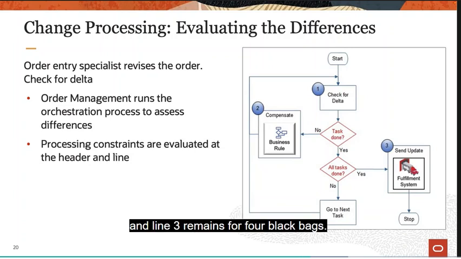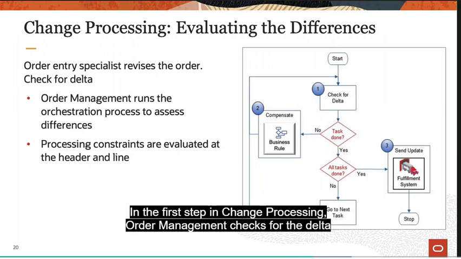In the first step of change processing, order management checks for the delta by evaluating what changed between the original order and the revised order.